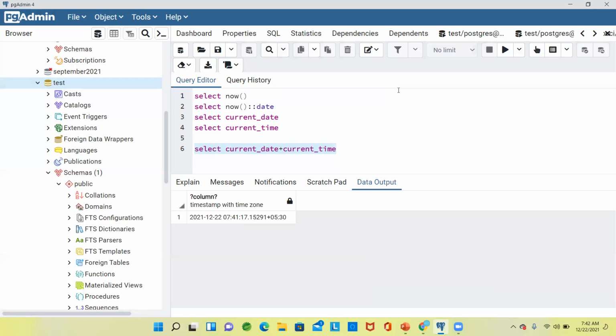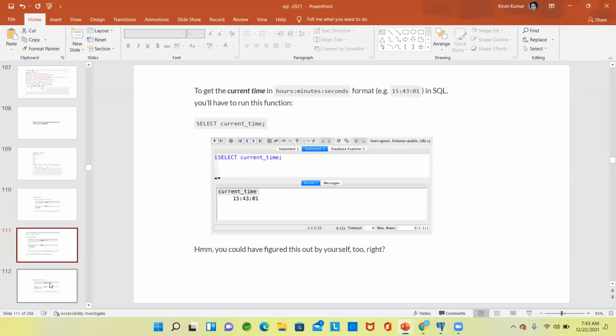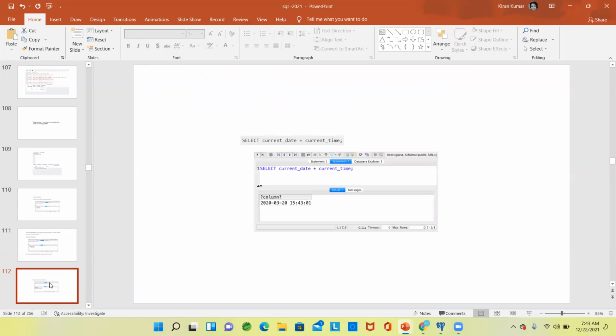Clear? So how did you identify these are data types? Because of, see here, the color. Tomorrow, if you say this is a function, this is not a data type. Why is it a function? Because it has braces. Clear? So from this, what did we understand? Next one, current date plus current time, that is completed.